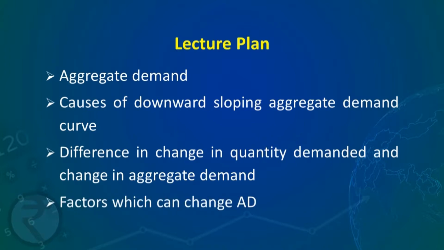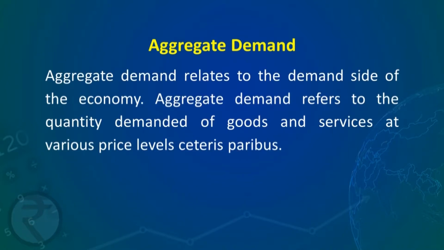change in aggregate demand. Aggregate demand refers to the demand side of the economy. It refers to the quantity demanded of goods and services at various price levels, ceteris paribus. Ceteris paribus means other things remaining the same.